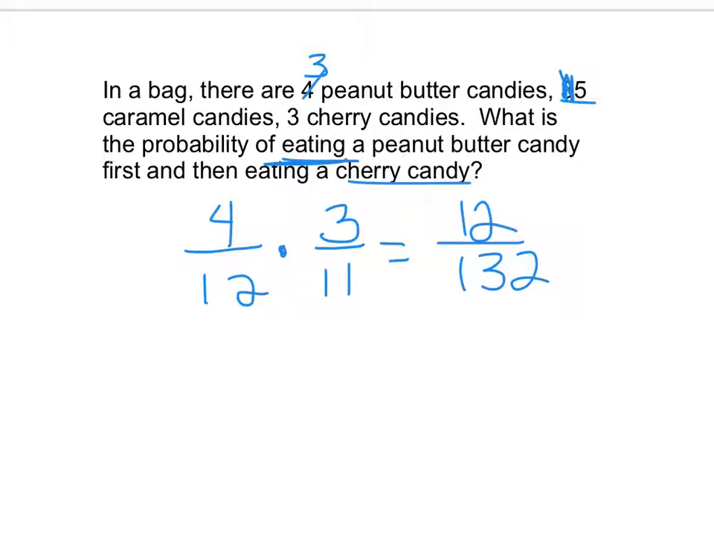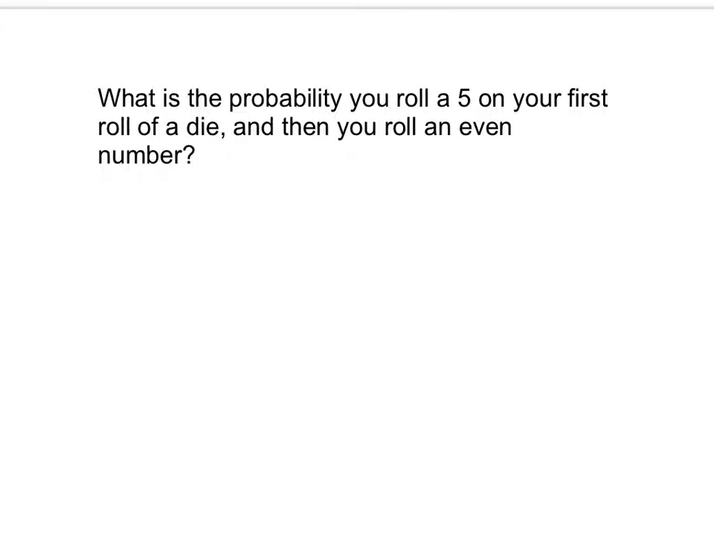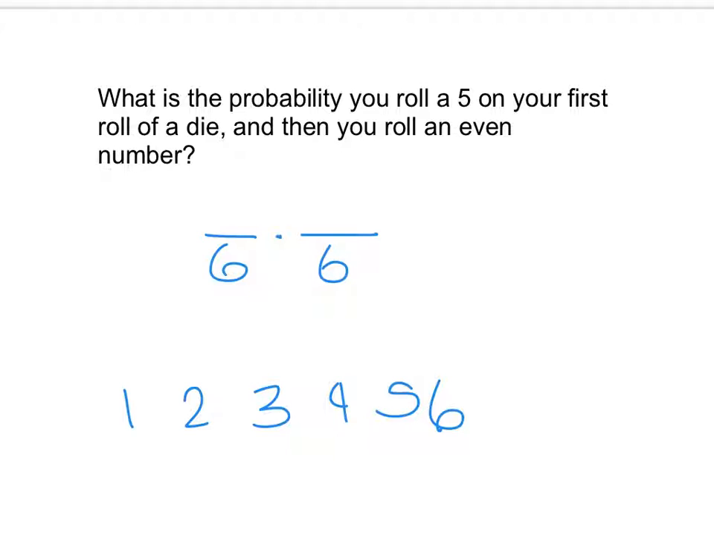Now this kind of event, when you're rolling a die, we can't rip the dots off of a die. So the bottom number will always stay the same because I can't keep one of the sides on the die. So we have a die, 1, 2, 3, 4, 5, 6. So there's 6 possibilities, and we're doing two events. First, I get a 5, so how many 5s are there? Well, there's one 5. Then you roll an even number, so how many even numbers are there? 1, 2, 3. So that would be 3 out of 36.